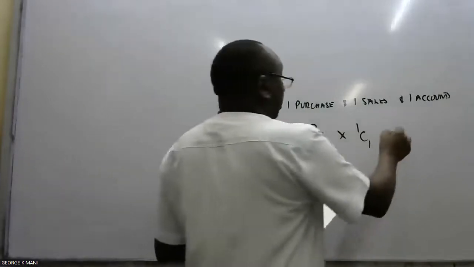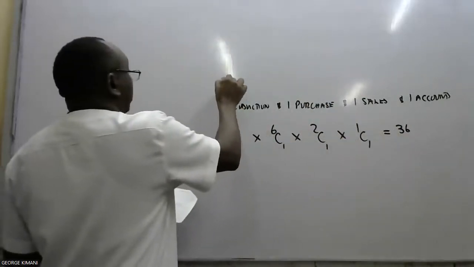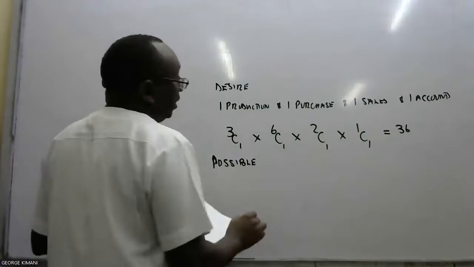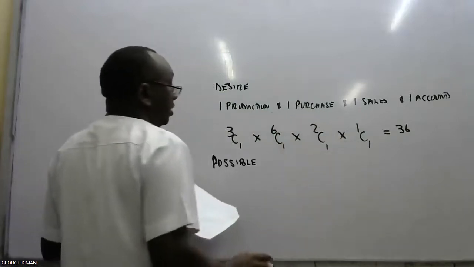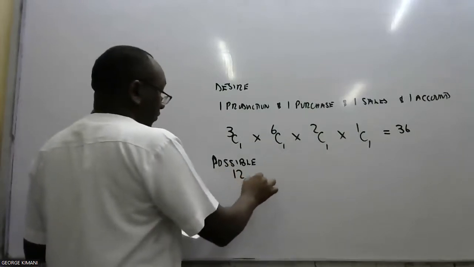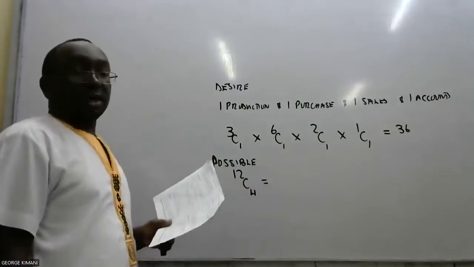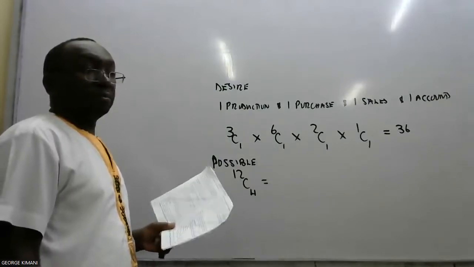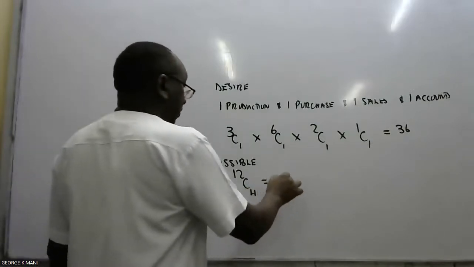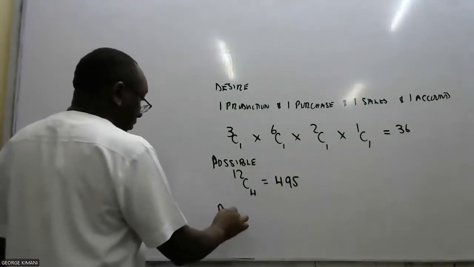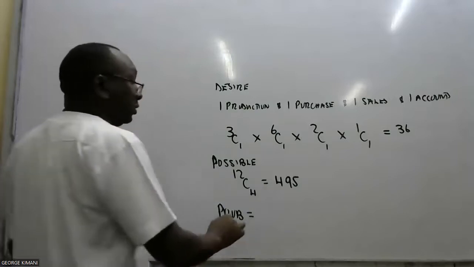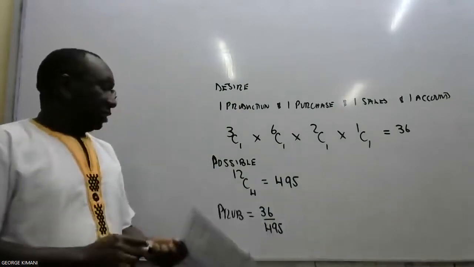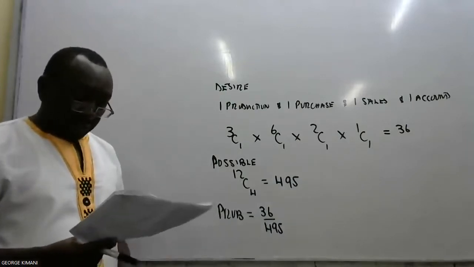Yes, that is 36. Now this is the desired, and this is the possible. The possible is, if you add these, they are going to be 12. So from 12, we choose a committee of four guys. That is 495. So how do we get the probability? Probability, we know it is always the desired over the possible. So that is 36 out of 495. That's how you get the probability.